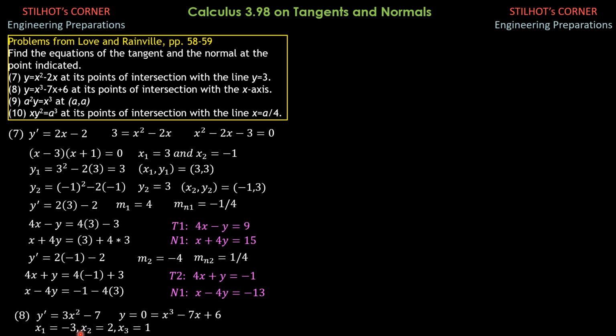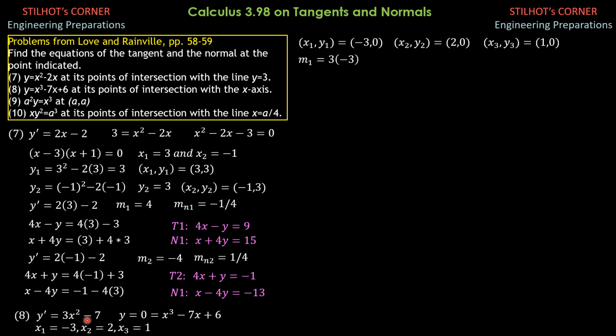So the points of tangencies are x1, y1 would be negative 3, 0. x2, y2 is equal to 2, 0. And x3, y3 is 1, 0. So having found the points of tangencies, we begin with the first point of tangency. x is negative 3 or x1 is negative 3. Substitute into this formula for slope.